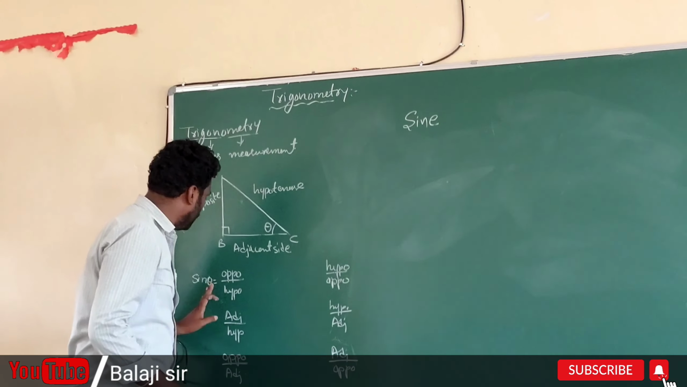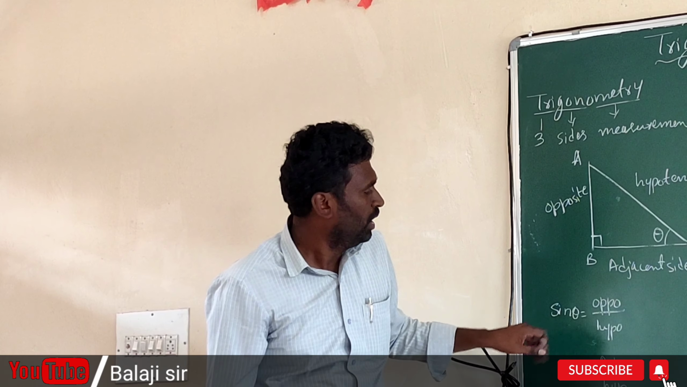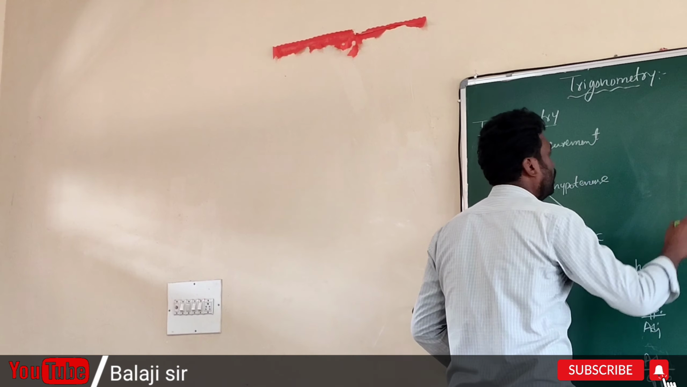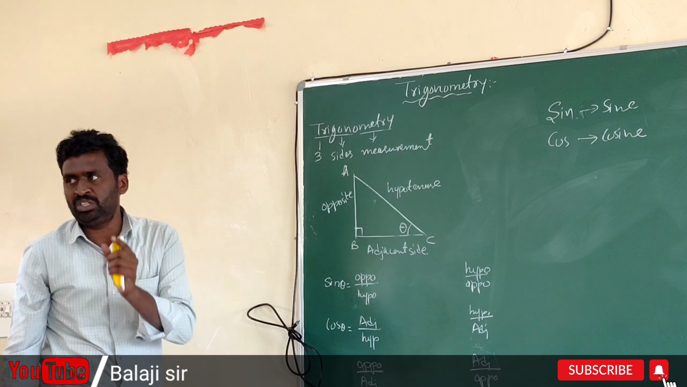So in short, whenever you have a small child in your home, you give him a nickname, right? Yes, sir. In that sense, we have given the ratio a nickname: sin. The next one is cos. Cos's complete name is cosine. We write it just as cos theta, but its complete name is cosine.